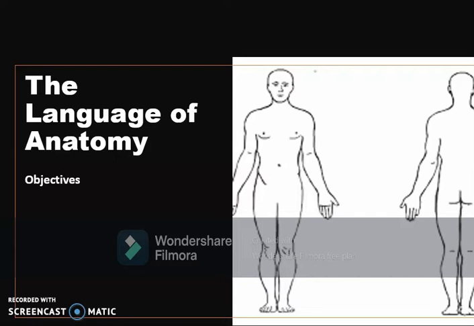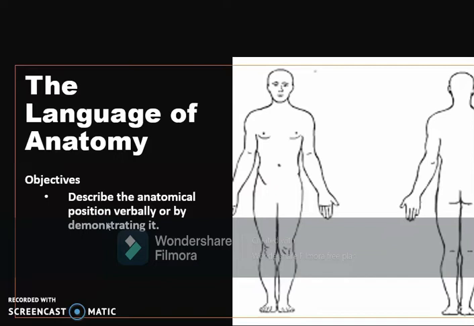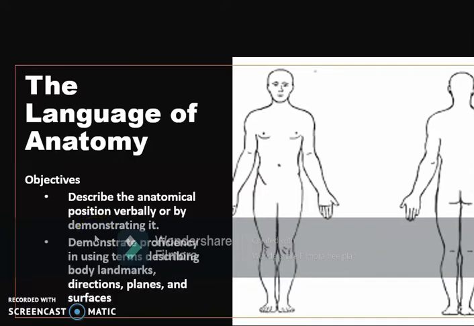For today's lesson, our objectives are: first, describe the anatomical position verbally or by demonstrating it. And second, demonstrate proficiency in using terms describing body landmarks, directions, planes, and surfaces.